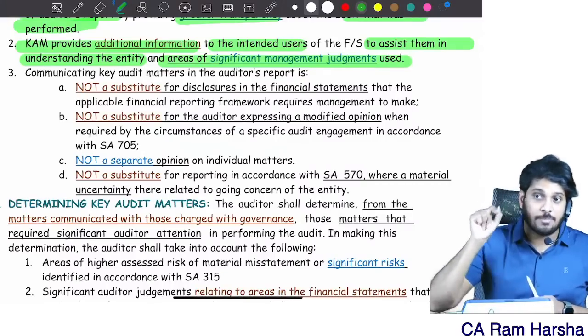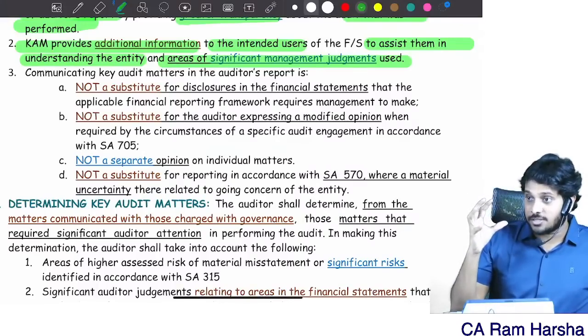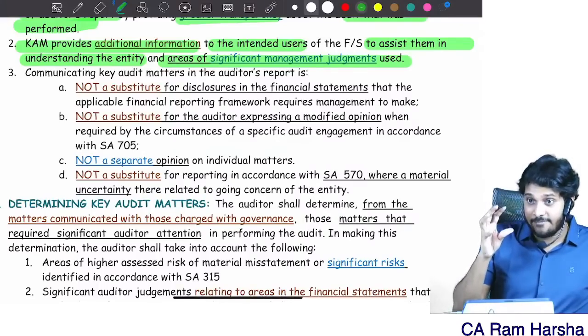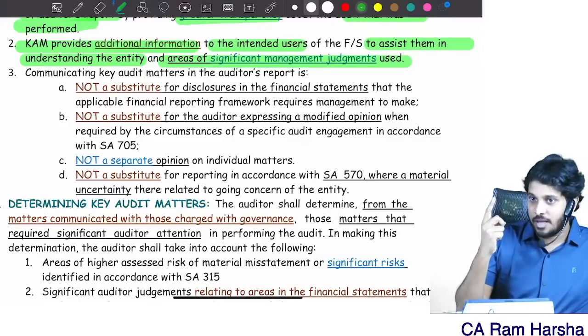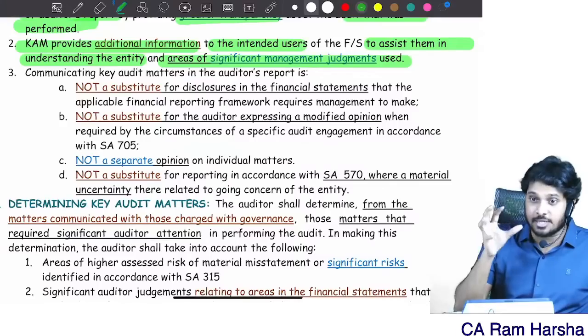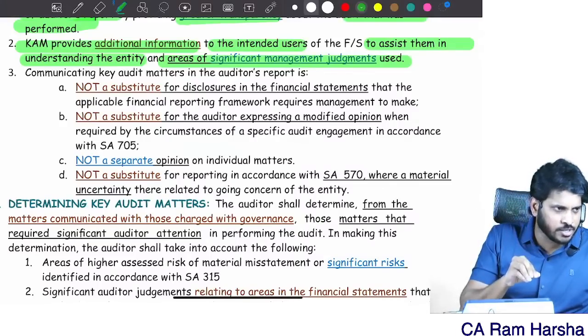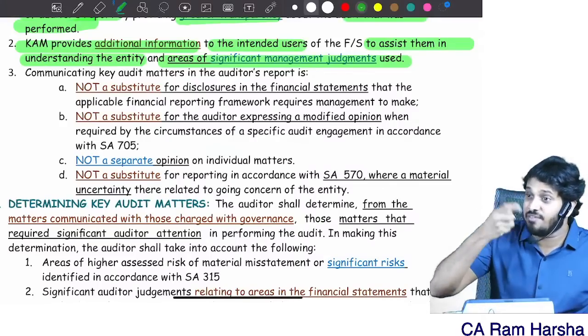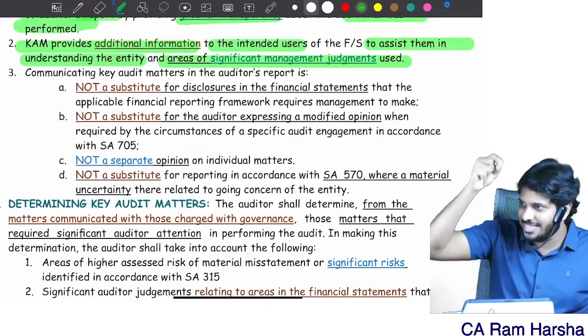No. Which issues will I pick up? Those matters in the audit where I felt high risk is there, where I felt high judgment is involved, or the matter is related to a big transaction that happened during the year, a big event that has happened, a significant transaction and event. These issues only I will discuss.